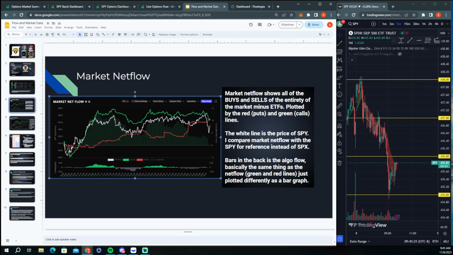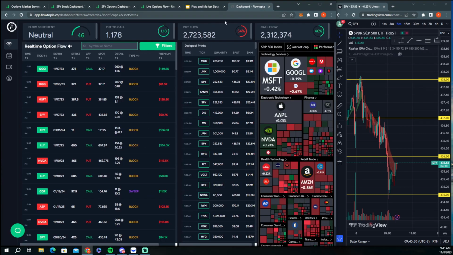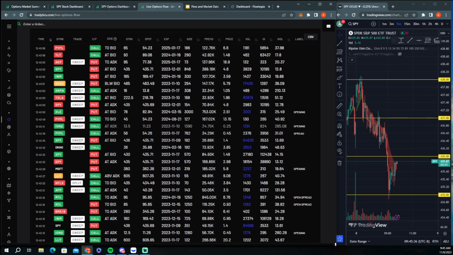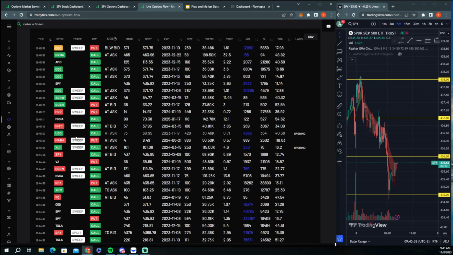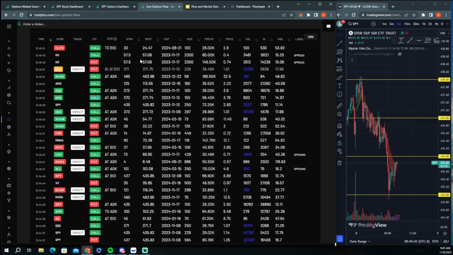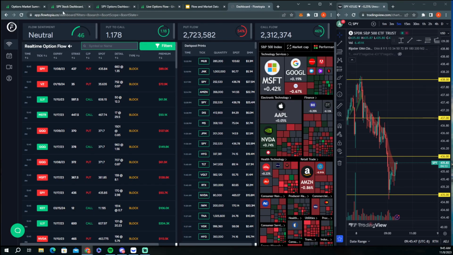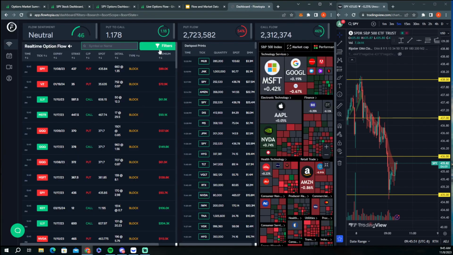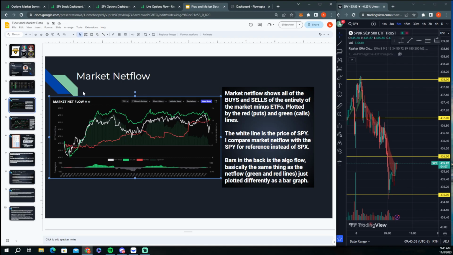So that's kind of why I use market net flow, because it's a lot simpler than going into, say, Flowtopia, or even Traditix here. It's the same stuff, same data, but it's a lot easier than trying to pinpoint a certain order and playing that. So that's why I use market net flow, and I strictly trade SPY for the most part by using that tool. So do you guys have any questions about that before I move on?